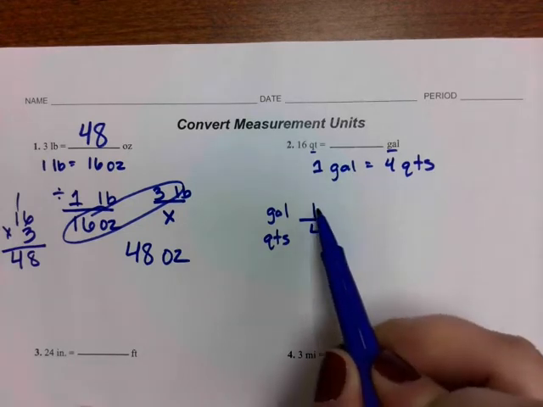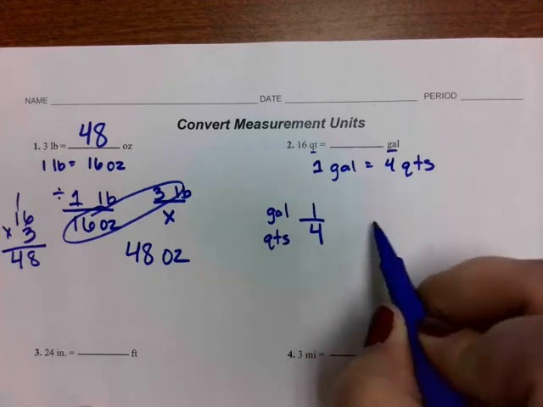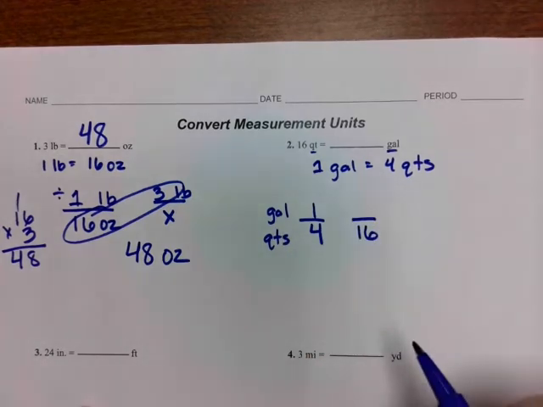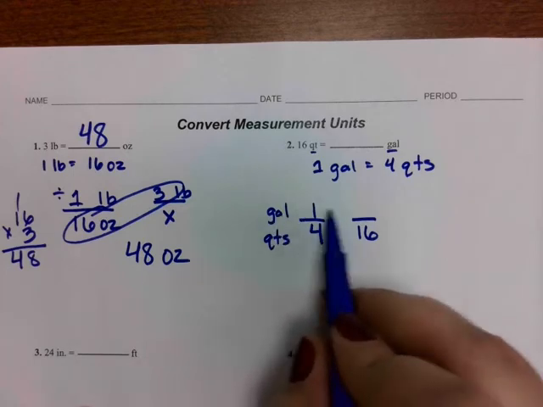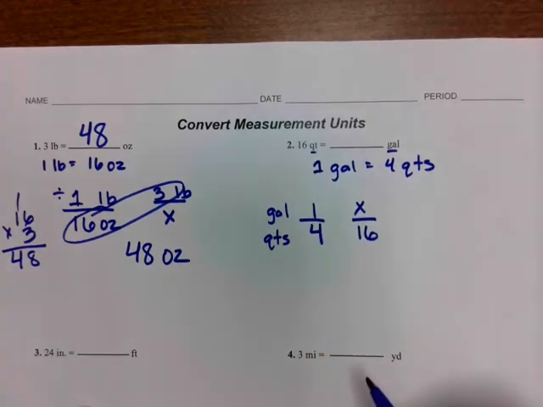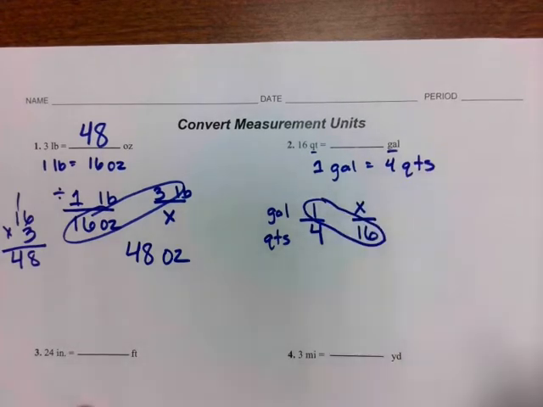So 1 to 4, 1 gallon, 4 quarts, and then I have 16 quarts. Quarts are at the bottom, so I'm going to put 16 here at the bottom. All right, so everything on bottom is quarts, everything on top is gallons, and there's my X. So this time I have to cross multiply these two. So 16 times 1, that's easy, is 16.